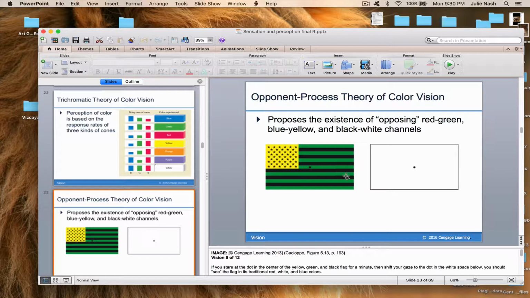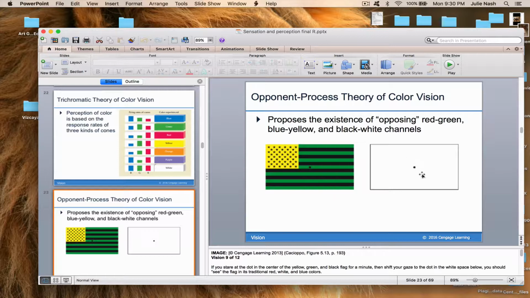So if you stare at this, and I'm going to give you a minute to stare at this, or let's count to 30, okay? Just stare at this dot right here in the center of this flag. Let's do it together. 1, 2, 3, 4, 5, 6, 7, 8, 9, 10, 11, 12, 13, 14, 15, 16, 17, 18, 19, 20, 21, 22, 23, 24, 25, 26, keep your eye on the dot, 27, 28, 29, 30.